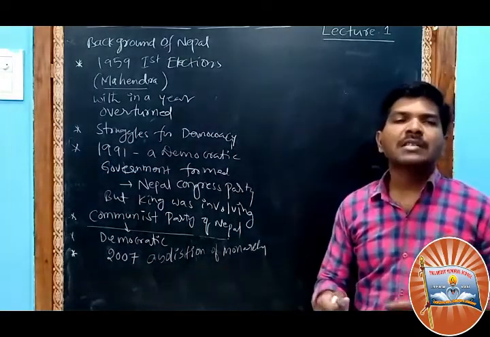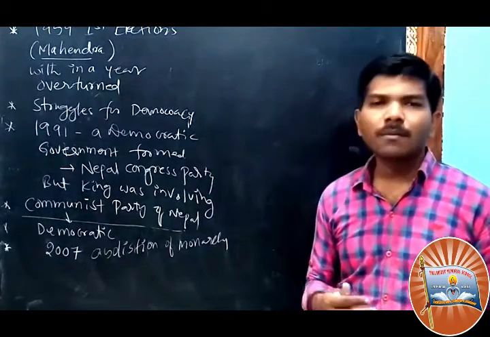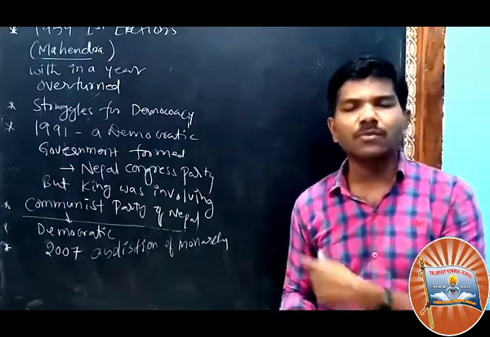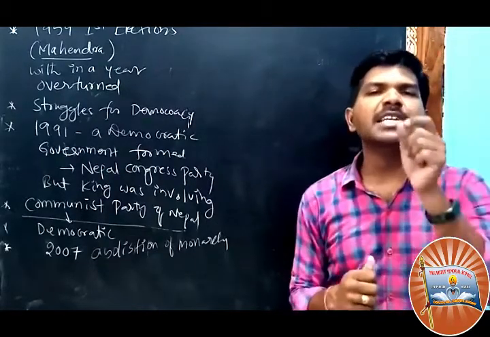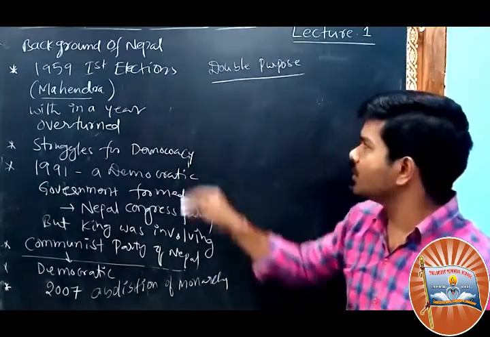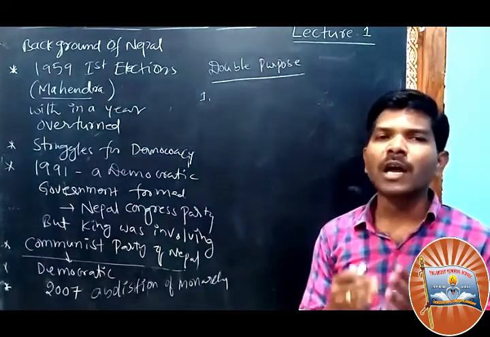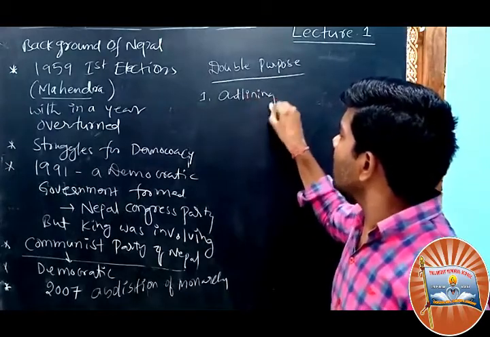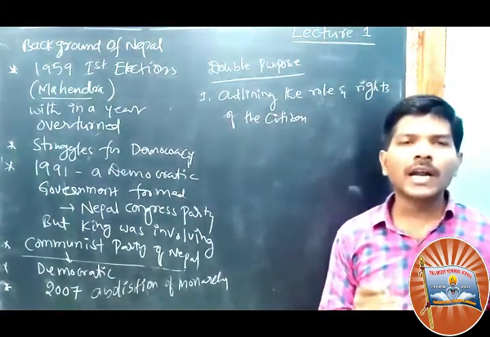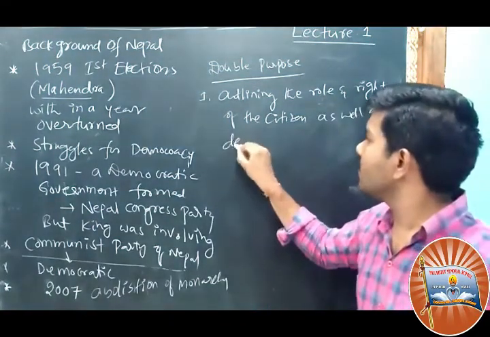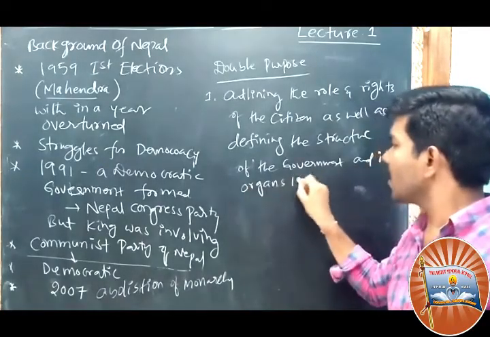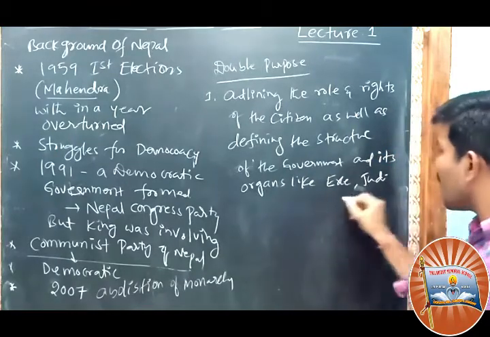Once the monarchy was abolished, they started to write a new constitution for Nepal. What is a constitution? We discussed that a constitution provides basic principles. It is the supreme law, a document which can fulfil the faiths and aspirations of the country's people. The constitution has a double purpose. First, outlining the role and rights of the citizen, as well as defining the structure of government and its organs, like executive, judiciary and legislature.